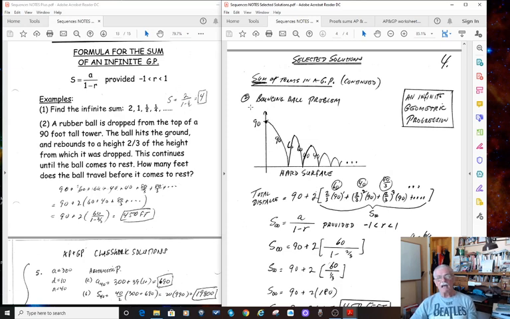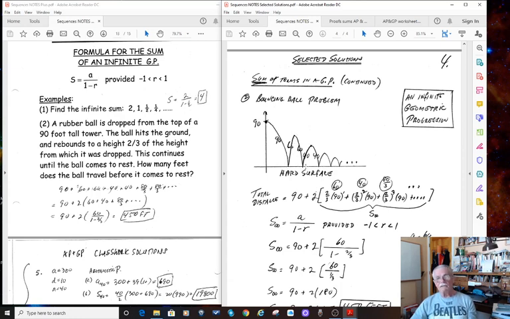And here's what's going to happen. It's going to start at a 90-foot tower, drop down 90 feet. And then it says, because of the composition of the ball, it's going to bounce up 2/3 of that amount. So 2/3 of 90 is 60. So it goes up 60. And of course it drops down 60.